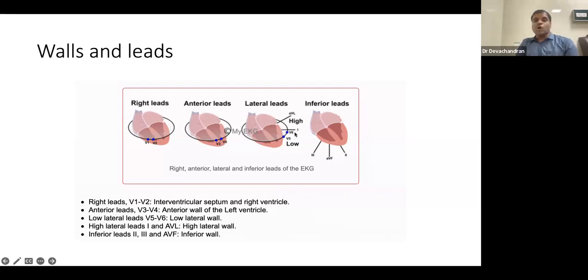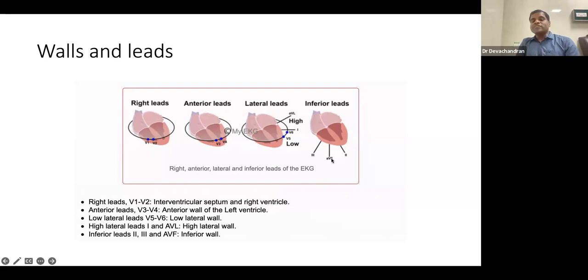V5, 6 goes laterally. So V5, 6 represents the lateral wall of the heart. V3, 4 represents the anterior wall or the front wall of the heart. V1, 2 represents the septum, the interventricular septum.